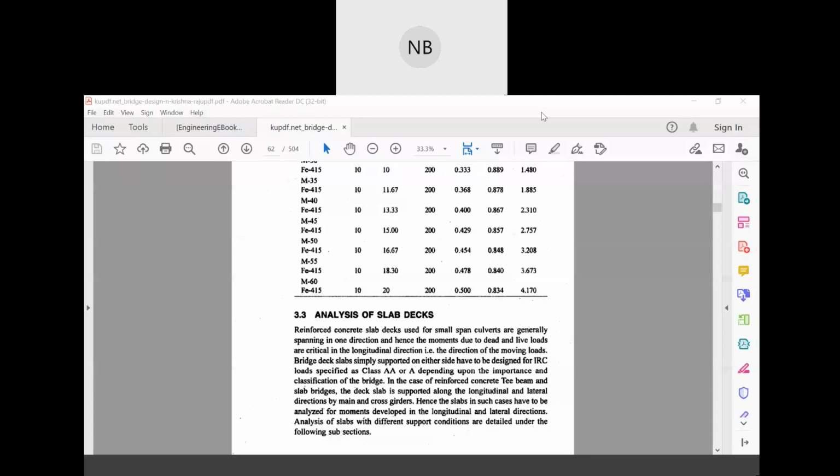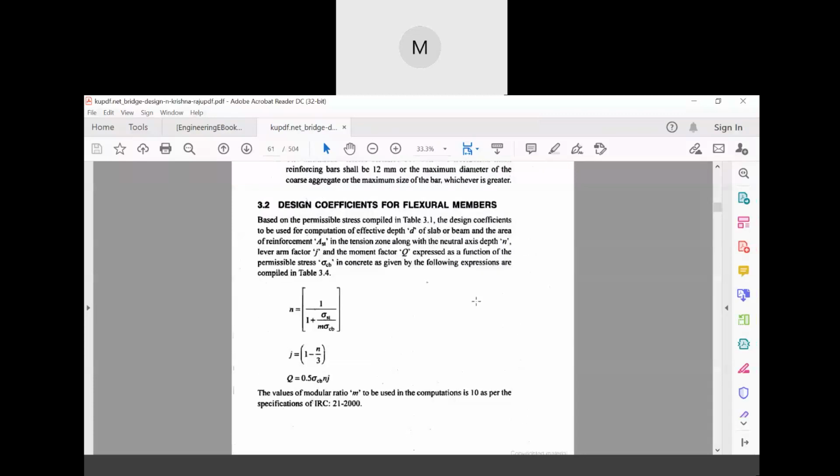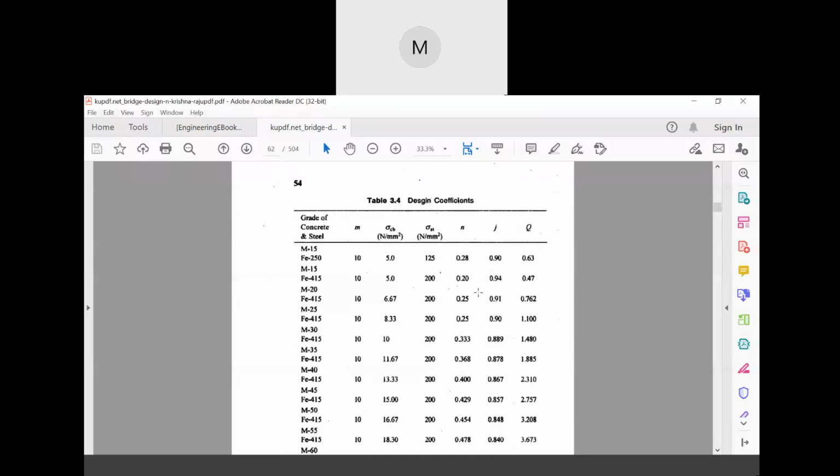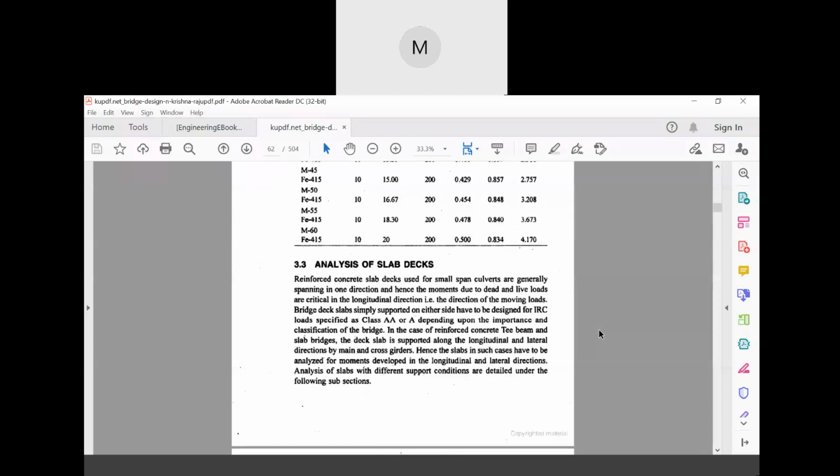So now let us go to the topic analysis of slab decks. Now look, in the last class we discussed an important factor, design coefficient of flexural members, right? So this is the formula for flexural members and these are the values. Now if you remember, I told you to remember some one formula. So now what we'll do is the analysis of slab decks.